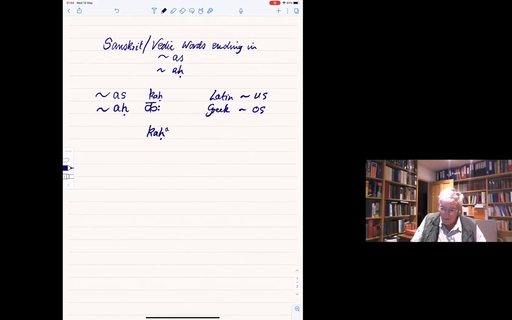Now, this ah ending behaves in different ways depending on what follows. As I've said, if the word is standing in isolation at the end of a sentence or just been quoted on its own, it will end in ah. So if you just say, who's there? The Buddha, you say Buddhah in Sanskrit. Sorry, missed out the h there, Buddhah.